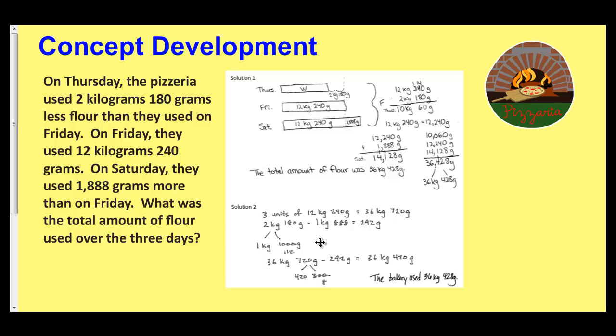Again, I used a different strategy down here. My tape diagram is the same, but because there was 12 kilograms, 240 grams here, here, and here, I did this times 3, and that gave me 36 kilograms, 720 grams. Then I had to subtract the 2 kilograms here and the 1,888 grams here, because this amount has to be added and this amount has to be taken away. So I subtracted here and that left over 292 grams, and then all I had to do was take that away and that left me with the same amount.